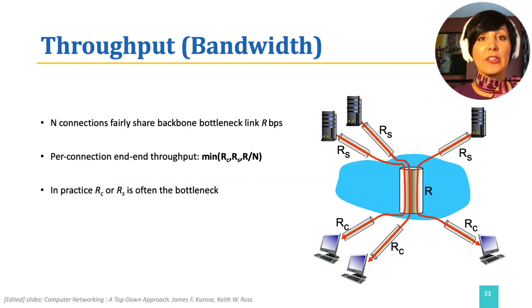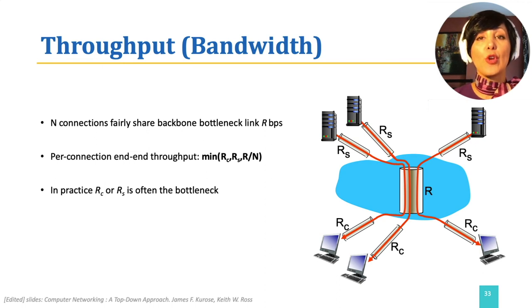Let's consider a network scenario where we have not isolated our sender-receiver pairs. Assume we have N sender and receiver pairs where there are N simultaneous downloads happening. There is a link along the path that is shared among N downloads. This link capacity is R. Assuming there is no other traffic in the network, we can say that the connection end-to-end throughput is minimum of RS, which is the access link capacity of the sender, RC, which is the access link capacity of the receiver, and R divided by N, where R is the link capacity of the shared link along the path.